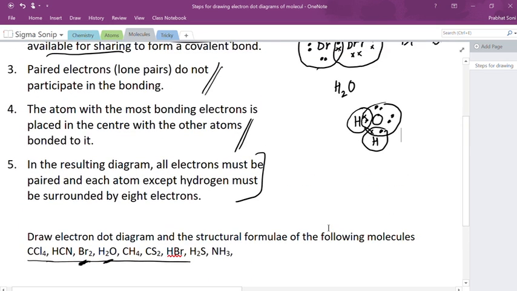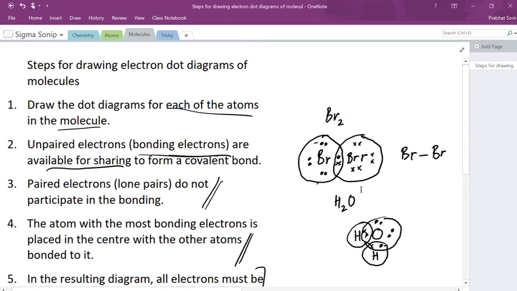But before we move any further, I would suggest that you pause the video and try all these electron dot diagrams on your own in your exercise book. Okay, so these steps that we have for drawing electron dot diagrams may suffice for simple molecules, but if you have molecules which are a little bit tricky, then these steps are not going to work. We need to revise those rules.